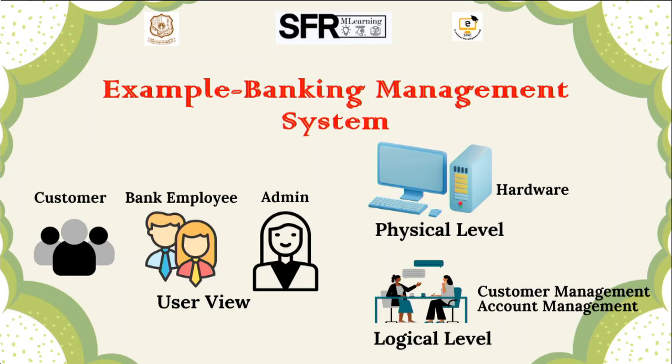For example, banking management system. Here physical view of banking management system is how the system is physically implemented. Here it shows hardware, servers, data centers and system components. Second one is logical view. It is software structure and how components interact. Here it handles customer management, account management, transaction processing, loan management.